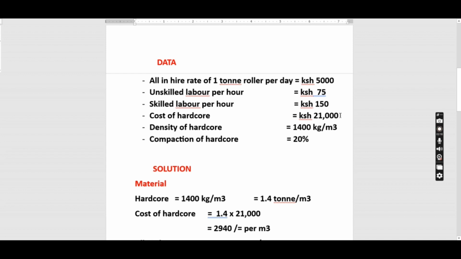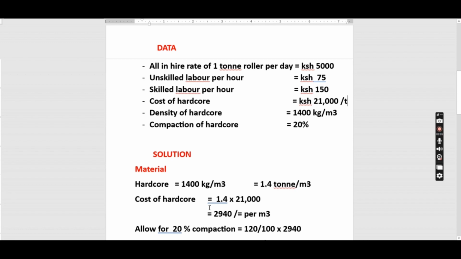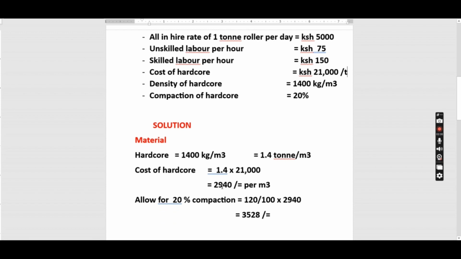So our cost is 21,000 per ton. So the cost of hardcore will be the hardcore that we need, that is 1.4 ton per meter cubic times 21,000 shillings per ton. So giving us 2,940 shillings per meter cubic. So that is the cost of hardcore that we are going to need.